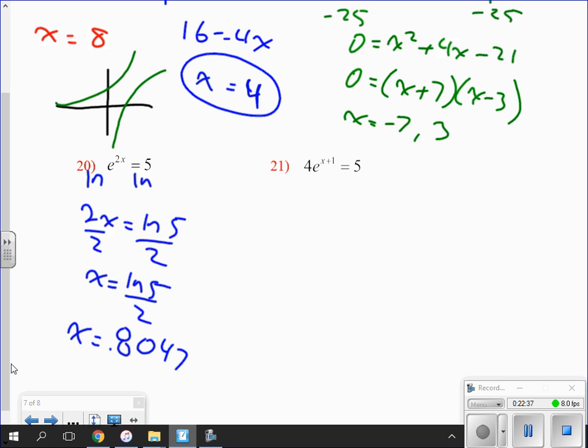What do I need to do first on the next one? Divide both sides by 4. I want to get e to the x plus 1 by itself first. So you just divide both sides by 4, and so I get e to the x plus 1 equals 5/4. If you wanted to write that as 1.25, that's okay, because you're going to come out with decimals anyways. I almost always leave things undone. I do not start doing them on my calculator until my final step.